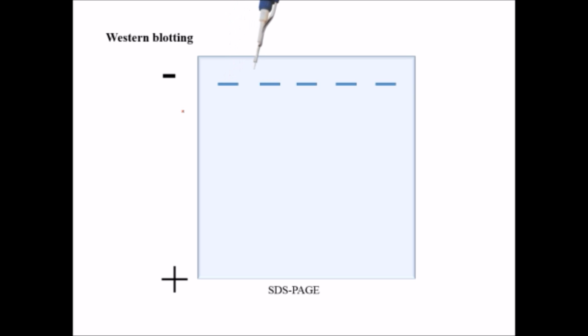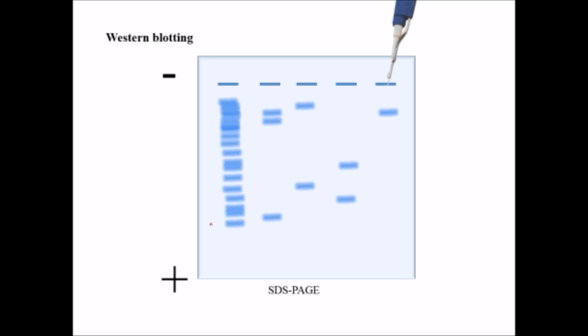We have treated the protein with SDS, sodium dodecyl sulfate. It has given a net negative charge to the protein. So when we apply charge from negative to positive, the protein will start moving towards the positive charge. Now let's see what we get after applying the voltage difference across this gel. We will get certain bands.